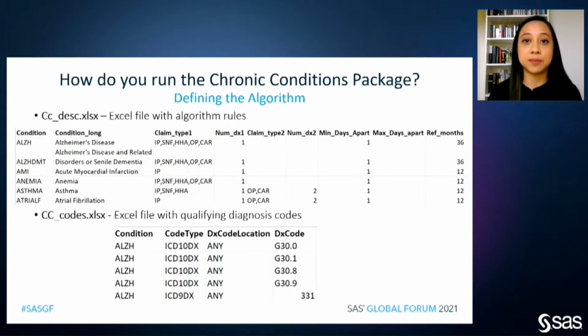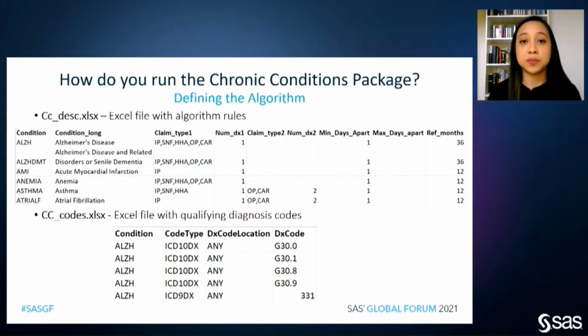The first Excel sheet shows a snapshot at the top, shows all of the algorithm rules for each of the conditions. Conditions can be easily removed or added to this list. Any of the cells can be customized according to the algorithm definition you want to use. For example, you can change the claim types or the number of claim types required. You can also change the reference period, which is shown here in months.